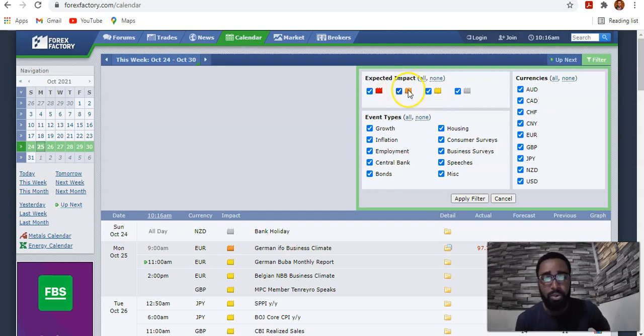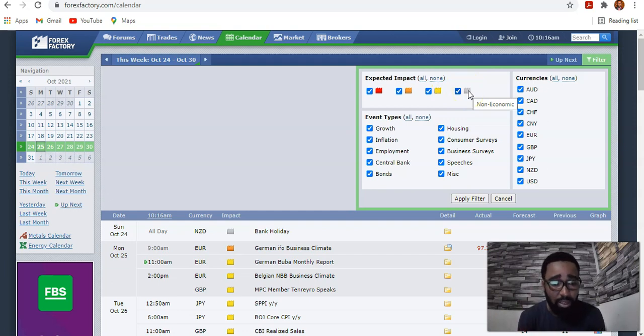Then the orange means it will have medium effect. It's called medium impact news. And the yellow is called low impact news. And the gray is public holidays.